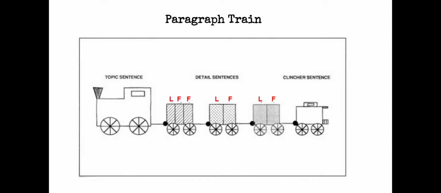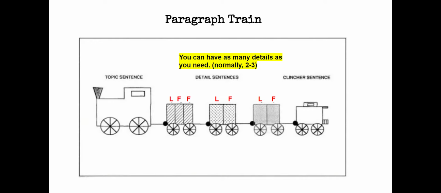This is called the paragraph train, and hopefully everything that I just showed you will make sense in this visual. So the first thing you see is the topic sentence, the train car. Then you have the other train cars that are connected, and then you have the caboose, which is called the clincher, and that's all the slides that I just skipped through because I don't want to make this presentation very long for you guys.